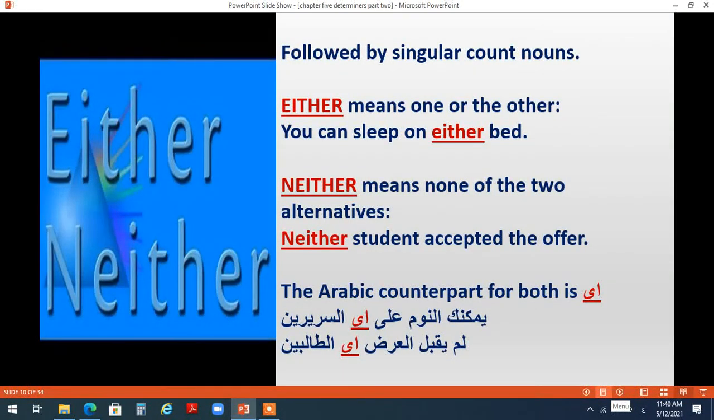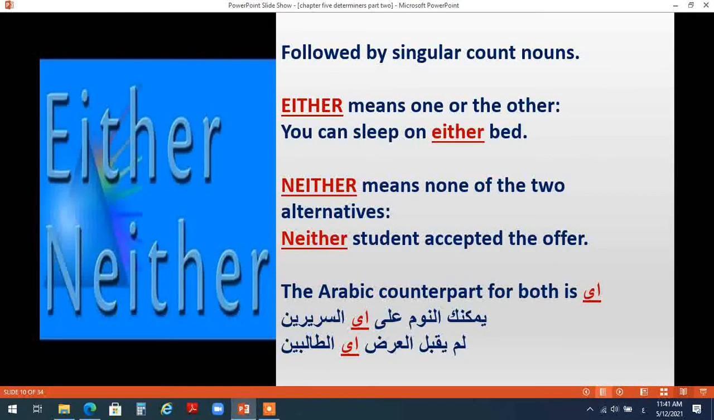Either and neither are other quantifiers followed by singular count nouns. إذن كل من either و neither لابد أن يكون الاسم الذي يأتي بعدها عبارة عن اسم معدود في حالة المفرد. For example, as you see, either is used to mean one or the other. يعني you have two choices and sometimes you have to choose only one alternative and sometimes both alternatives are possible. يعني أحيانا لابد أن تختار أحد الخيارين الموجودين، وأحيانا الخيارين يكونان ممكنين.